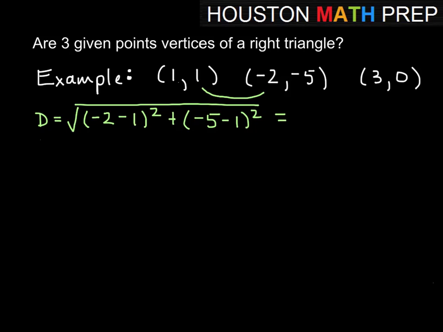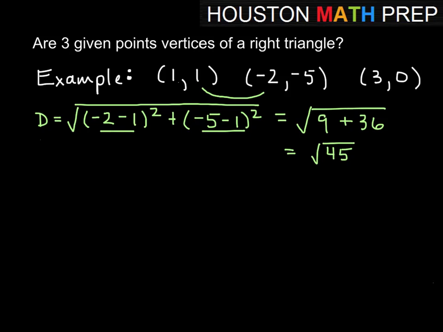Okay, so that will give us the square root of, we have -2 minus 1 would be -3. When we square -3, that's 9. Plus -5 minus 1 would be -6. We square that, we get 36. And so that gives us the square root of 45. I'm going to go ahead and leave that alone for now. We would normally simplify that, but I'm going to go ahead and leave that.